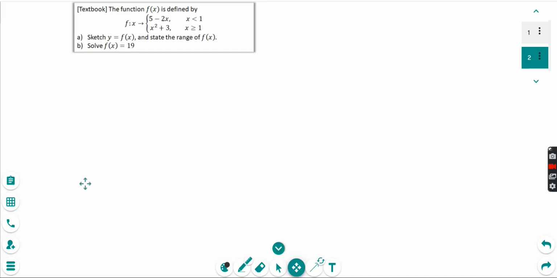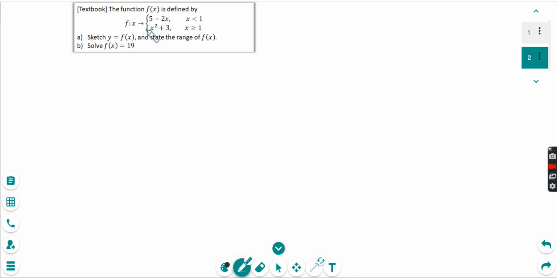Something that's called a piecewise function. So a piecewise function, you'll have seen this if you've done further maths from before, for different domain conditions. So there's two different domain conditions there. There are different functions that we need to draw, or different equations that we need to draw.